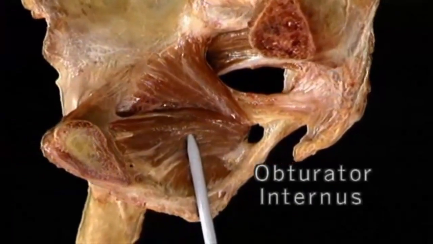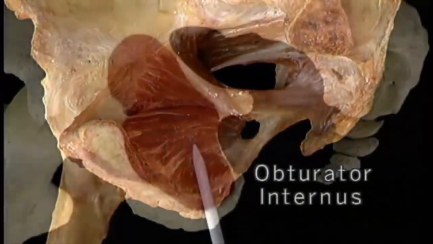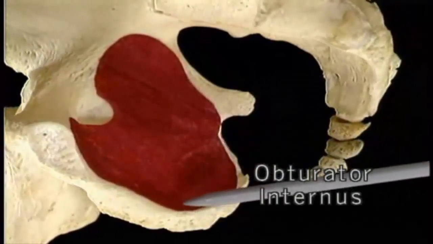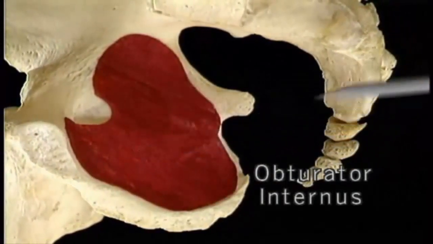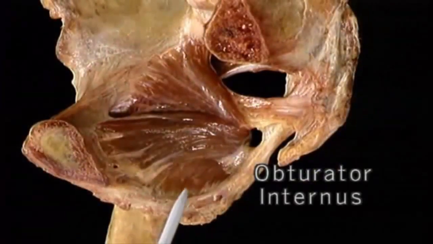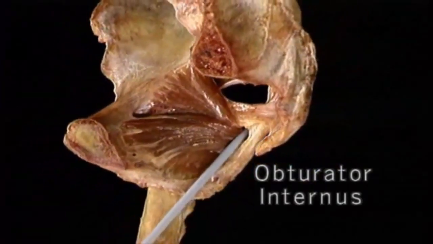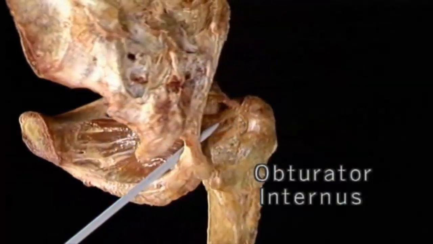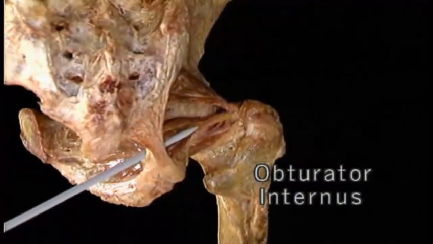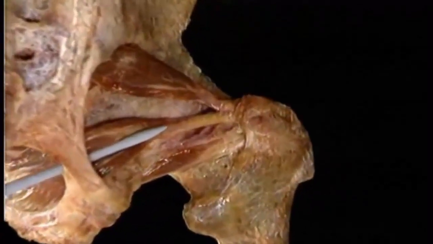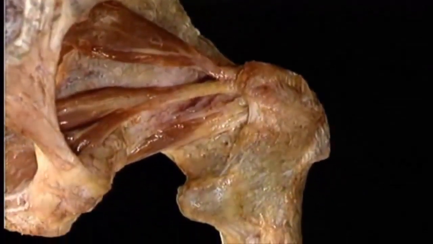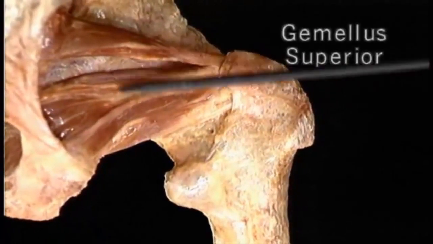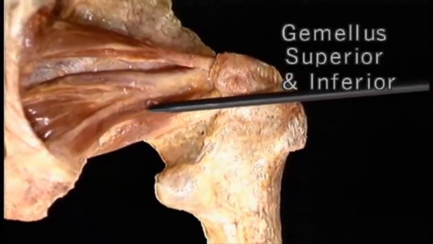Here's obturator internus. It arises from this wide area on the ilium and ischium, and from the obturator membrane. It leaves the pelvis through the lesser sciatic foramen. As it passes round the back of the ischium, obturator internus does a 90-degree turn. As it makes the turn, it's joined above and below by these 2 little muscles, gemellus superior and gemellus inferior.